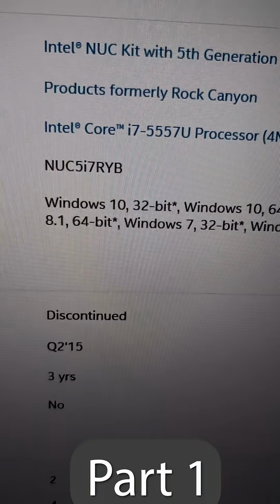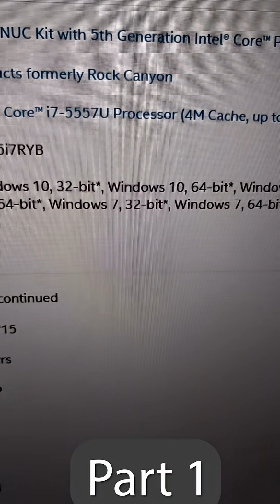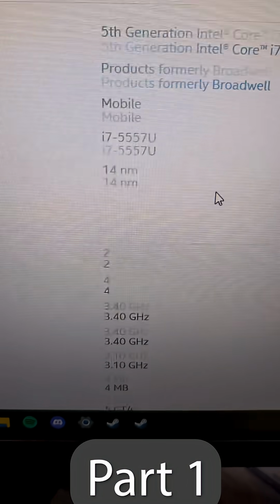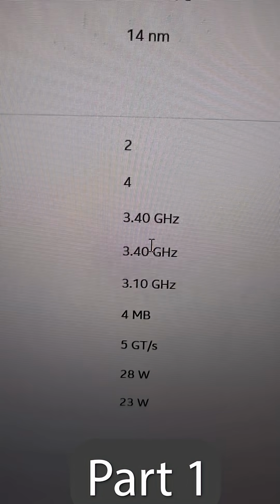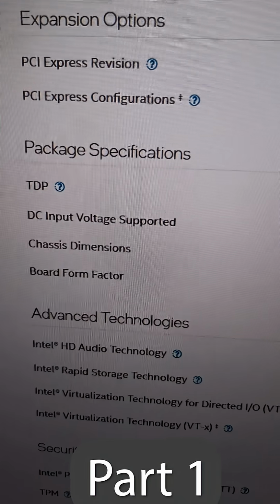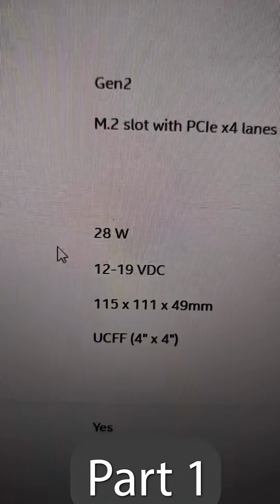This specific system has an i7-5557U processor. Yeah, I hadn't heard of this one either. It's a mobile chip on Broadwell architecture, 14 nanometer, 2-core, 4-thread. And that is really all that it can do. But according to the specifications for this computer, its standard TDP is only 28 watts.